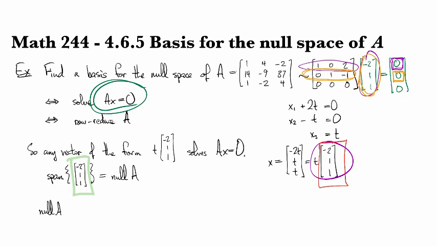So when I'm looking for the null space of A, the null space of A consists of all vectors which are orthogonal to rows of A.